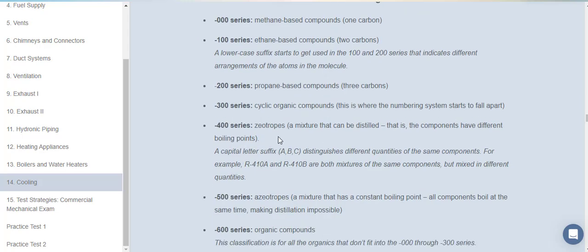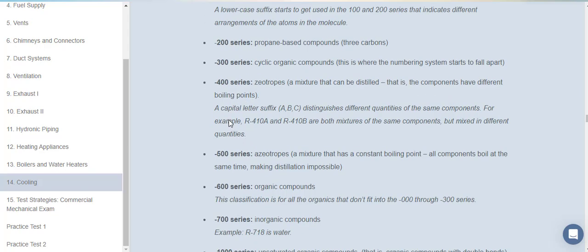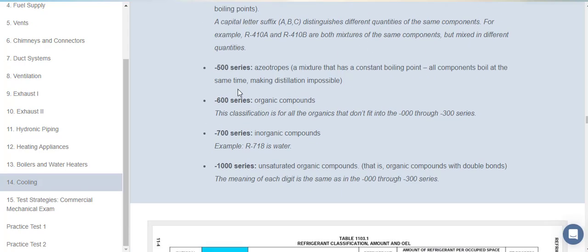400 series, zeotropic, a mixture that can be distilled, meaning the components have different boiling points. A capital letter suffix, A, B, and C, distinguishes different quantities of the same components. For example, R410A and R410B are both mixtures of the same components but mixed in different quantities.